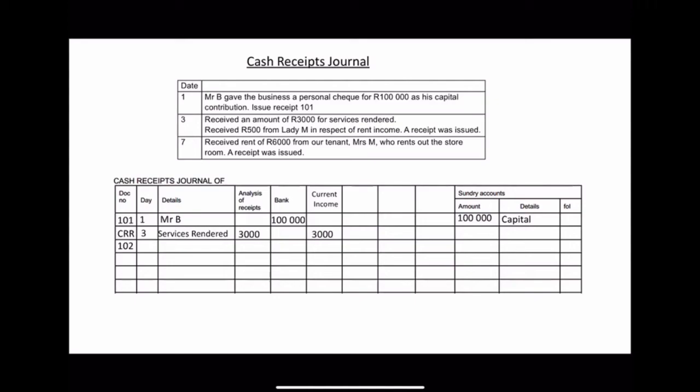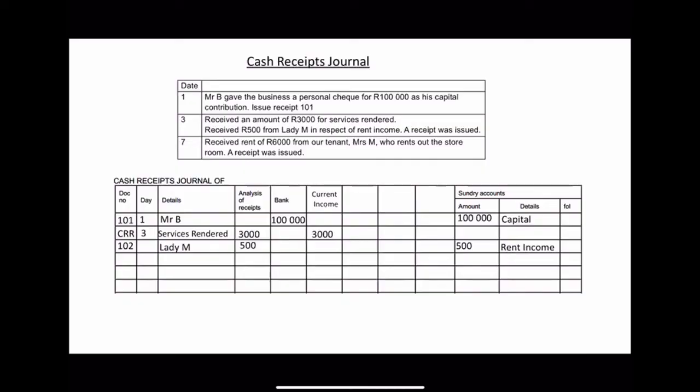The details, it says we receive from Lady M. So Lady M goes into our details. Then the money was for in respect of rent income. Now, once again, we don't have a column for rent income, so this money needs to go into our sundry accounts, okay, for 500 Rand, and the account is rent income. And check how I put it in the analysis of receipts column, because that money is coming into the business. Now we are finished for the 3rd.